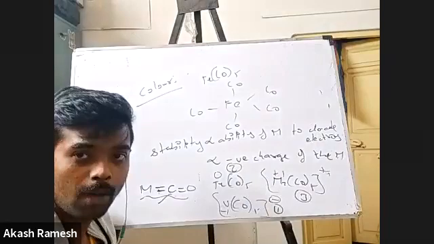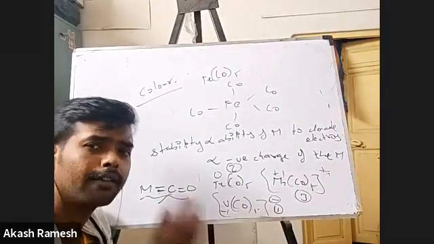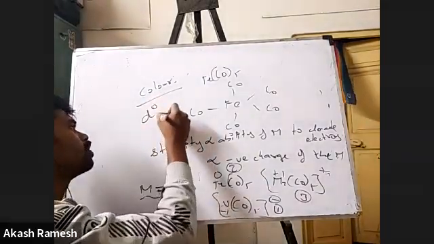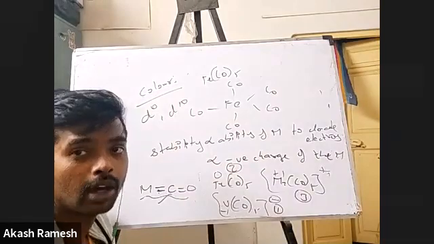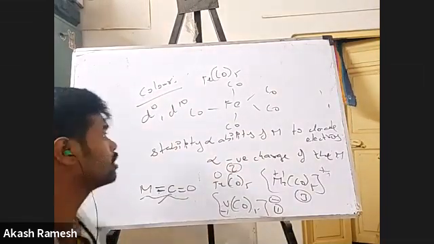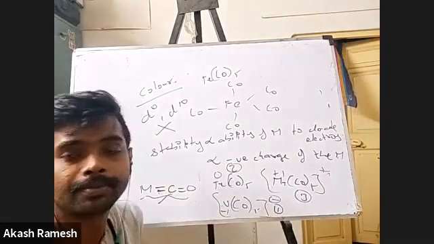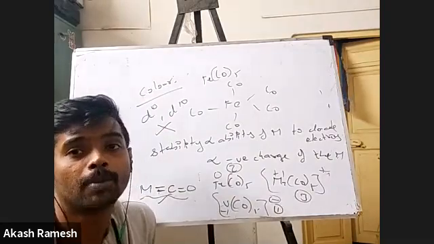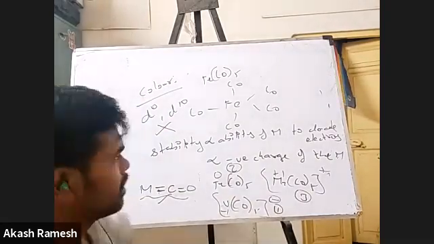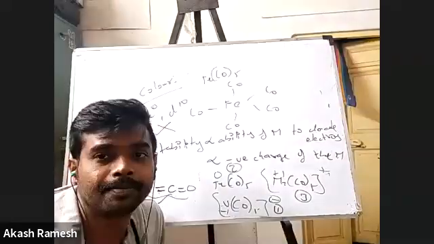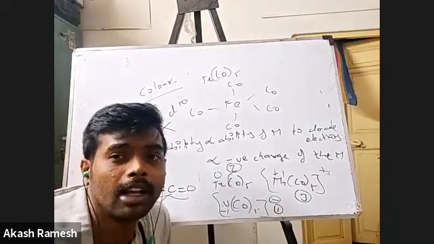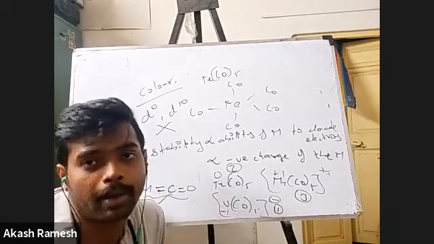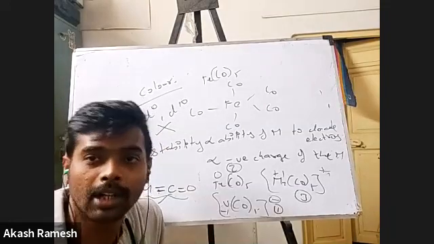Most of the coordination complexes are colored. Most of them. Few of them will not be colored. I'll tell you what will not be colored. When you have a d0 configuration or when you have a d10 configuration, these molecules will not be colored. Why? Obviously, because if I have d0, that means there are no electrons to go to the higher energy state. If I have d10, even the higher energy states are occupied, or I would say all the electrons are paired.